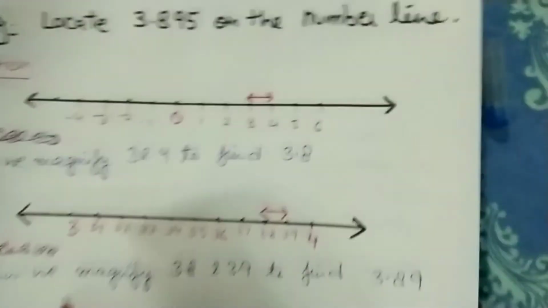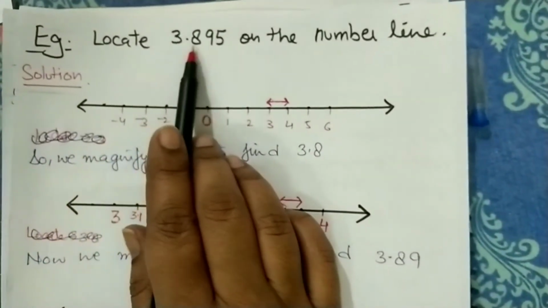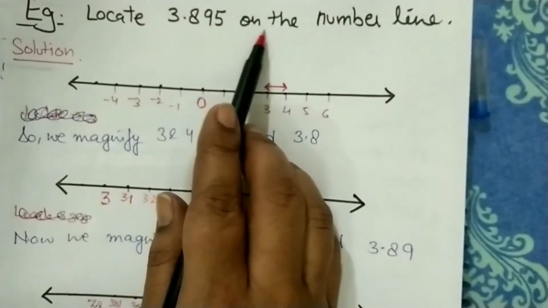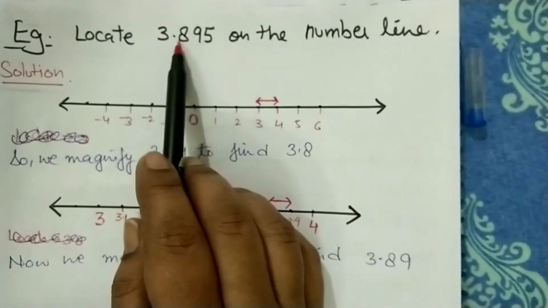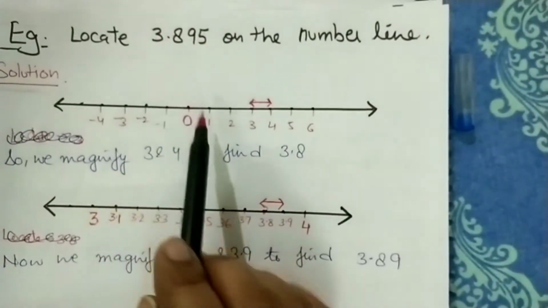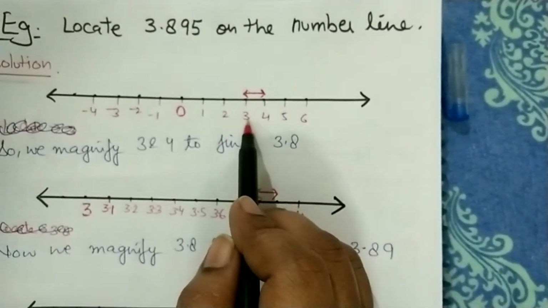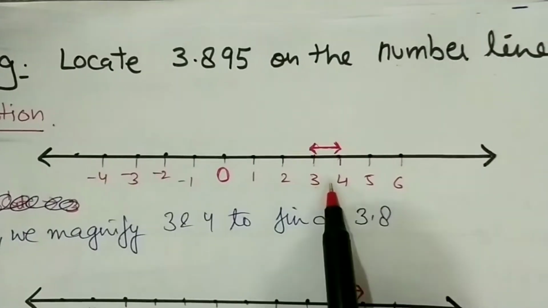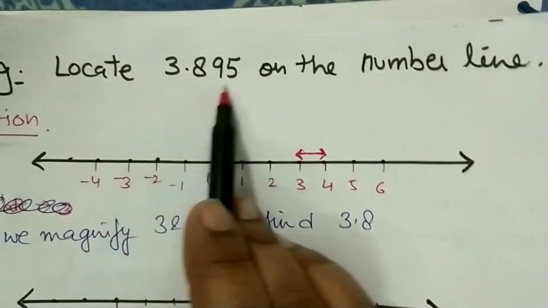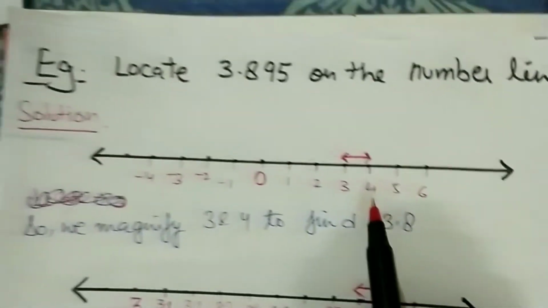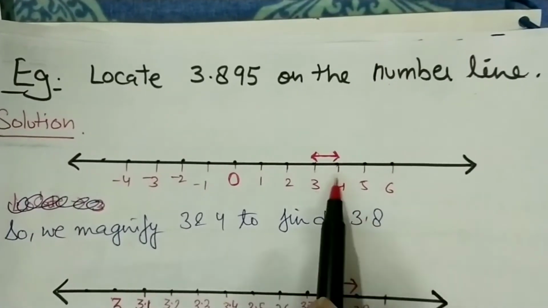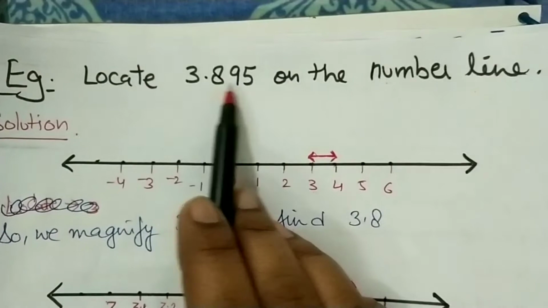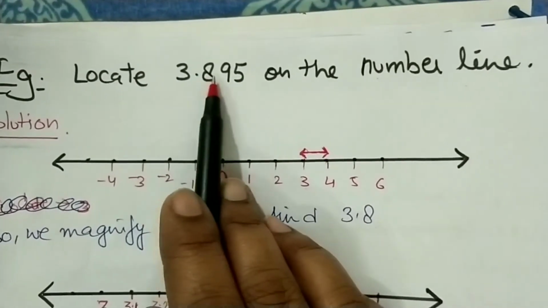Now let's take some examples. The question says locate 3.895 on the number line. So first, you can easily see that it will come in between 3 and 4. So we are going to magnify 3 and 4 to find 3.8. Initially we will find 3.8, then 3.89, then 3.895.